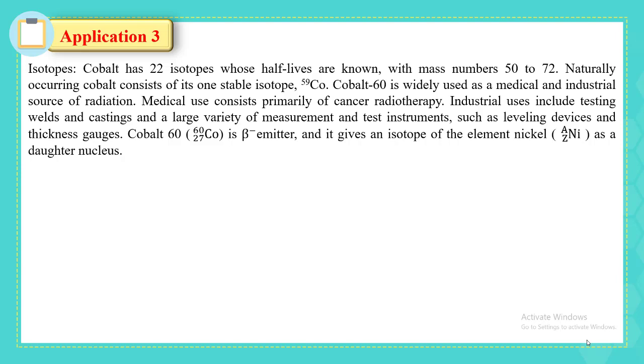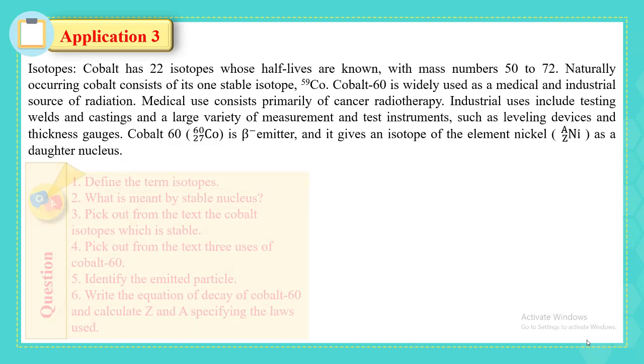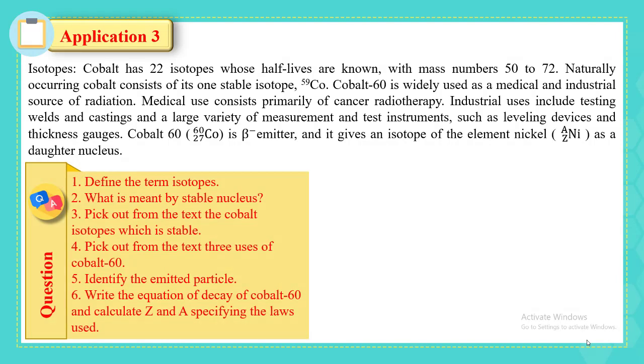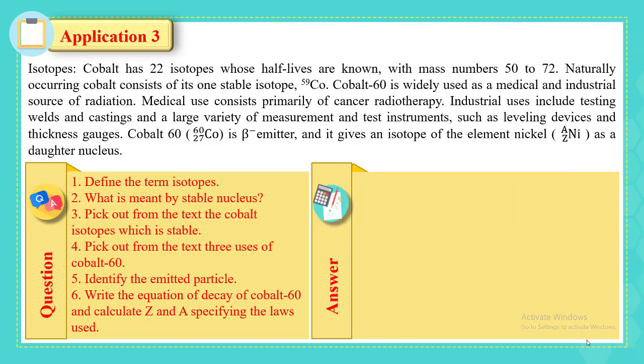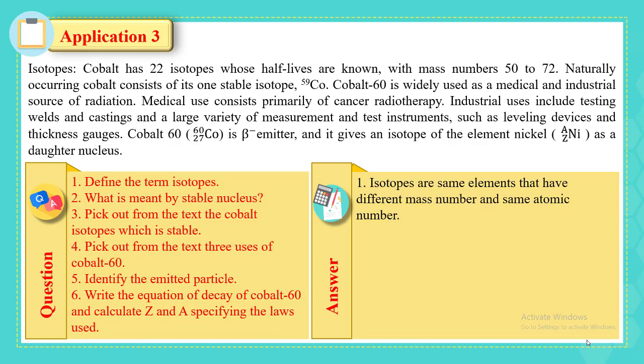In the given of this exercise, we have cobalt-60 that is widely used in medicine, and especially in treatment of cancer diseases. The cobalt-60 is beta minus and it decays into the nickel element. In the first question, we have to define isotopes. The isotopes are the same elements that have different mass number but the same atomic number.